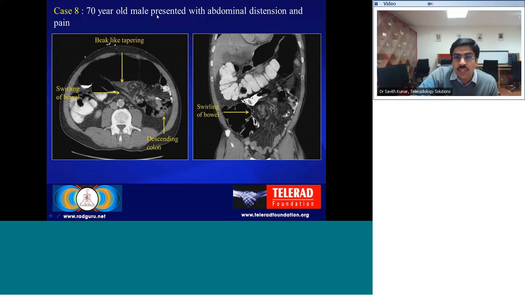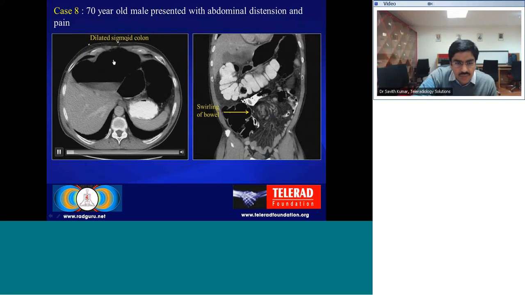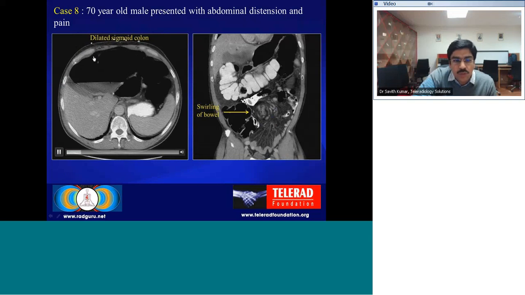This is a 70-year-old male who presents with abdominal distension and pain. So what do we see? We see swelling of the bowel loops. This is a beaked appearance of the bowel at the site of transition. The coronal image again demonstrates the swelling. Now let's see the cine images. The dilated sigmoid colon is reaching up to the right upper quadrant.